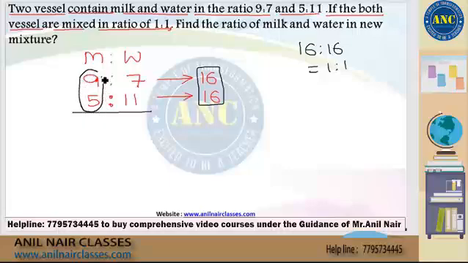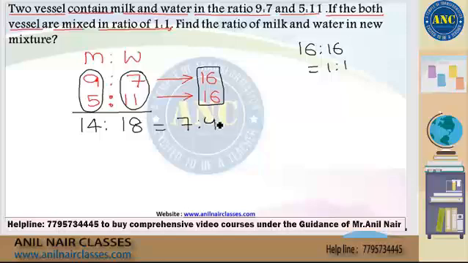Milk finally is 9 plus 5, which is 14. Water is 7 plus 11, which is 18. 14:18 can be further simplified as 7:9. In the question, they say it should be mixed in the ratio 1:1, but they are already in the ratio 1:1. What if they are not in the ratio 1:1? That I have already solved before, or I am going to solve again in my next problem.